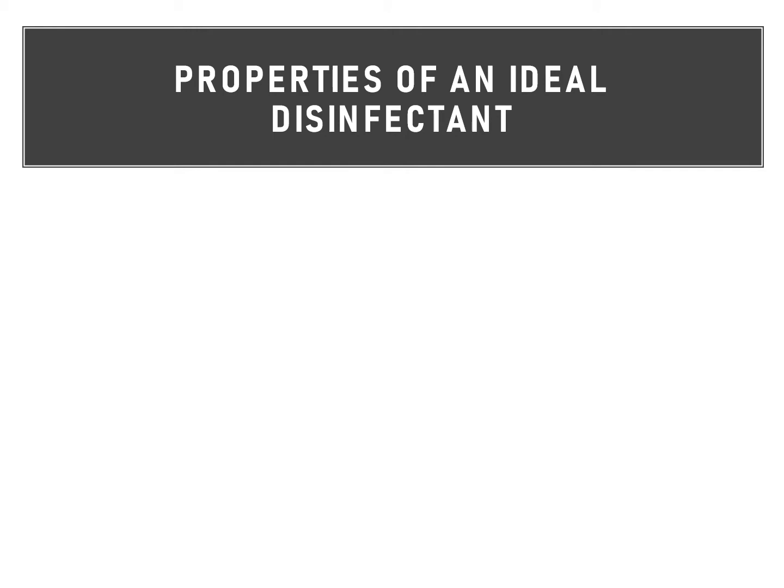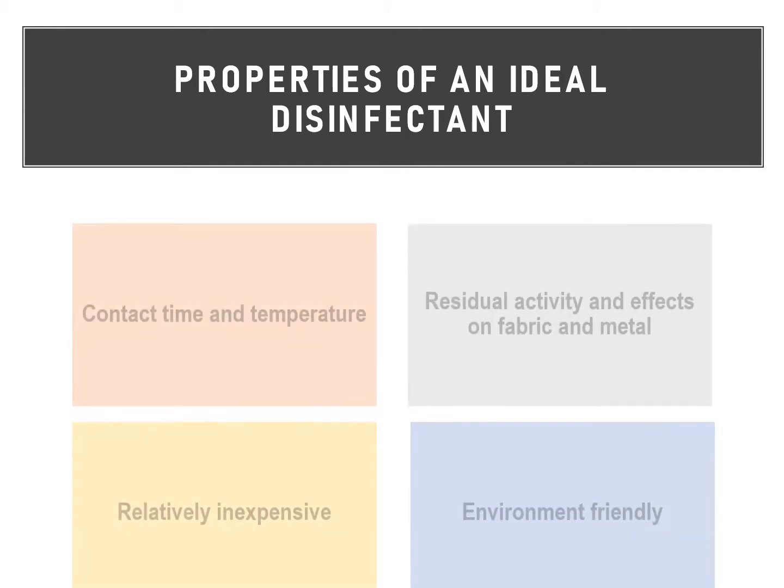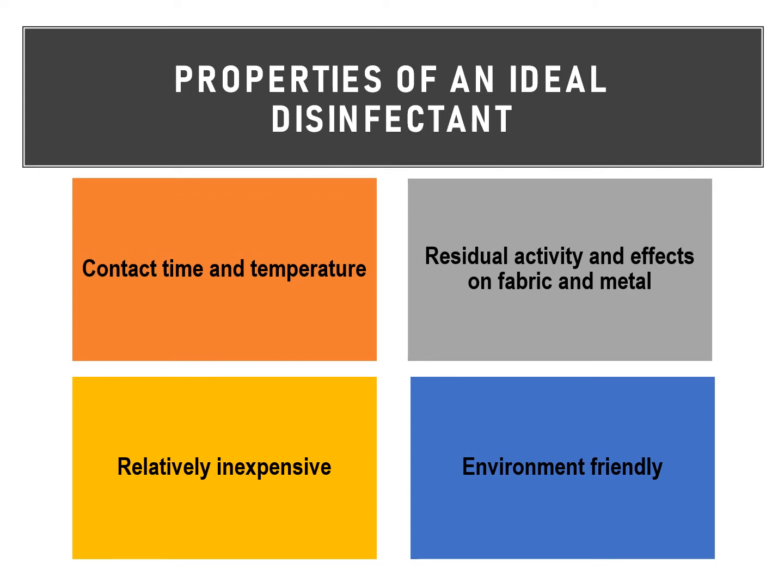Other properties of an ideal disinfectant are the following. The disinfectant should have contact time and proper temperature. Sufficient time and appropriate temperature must be allowed for action of the disinfectant and may depend on the degree of contamination and organic matter load. Next, the disinfectant must have a residual activity and effects on fabric and metal. Our disinfectant should leave an antimicrobial film on the treated surface.